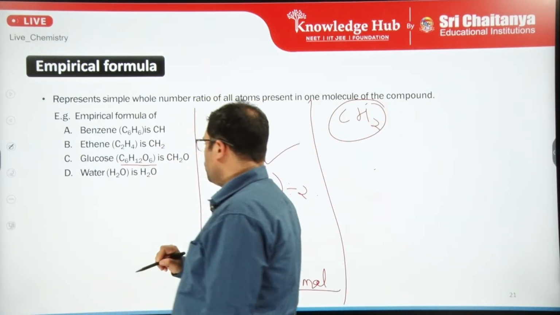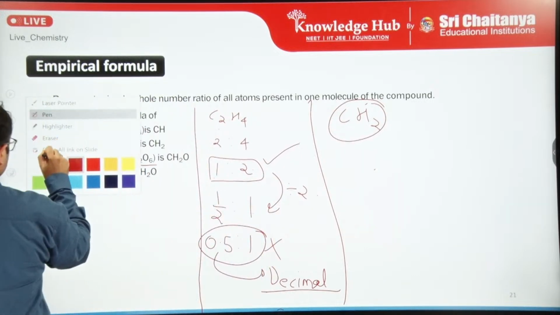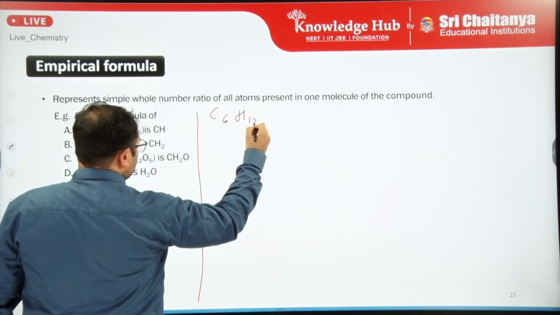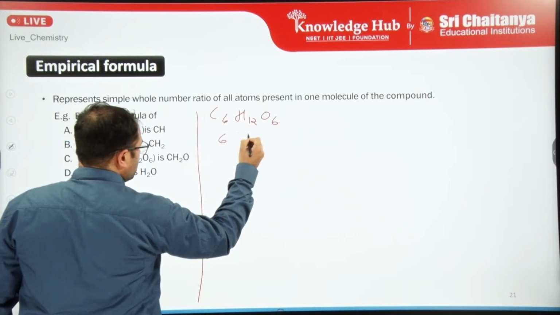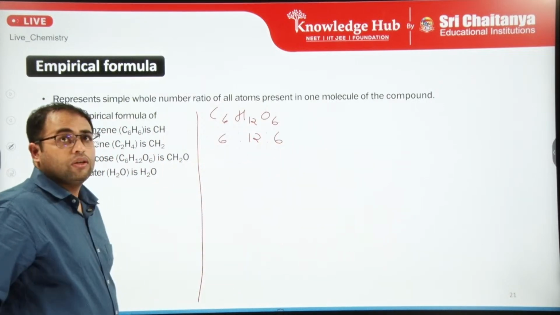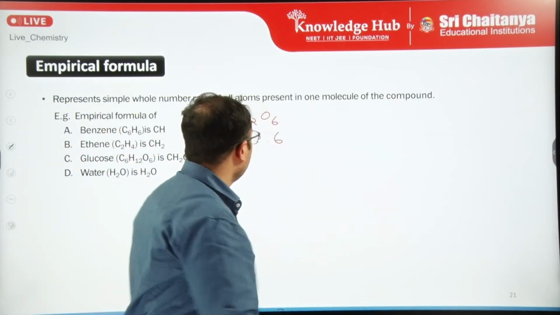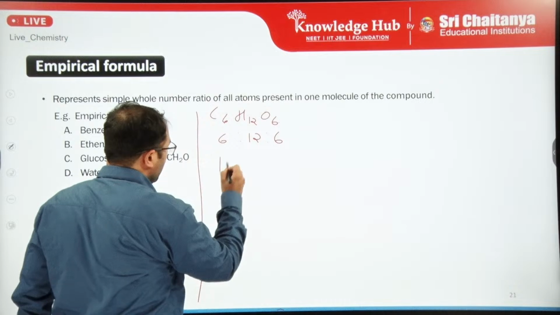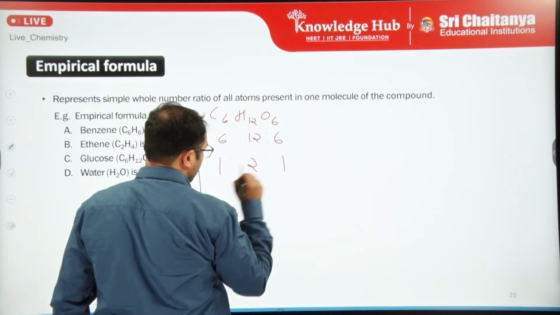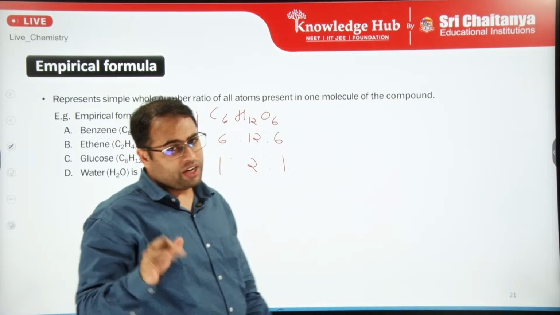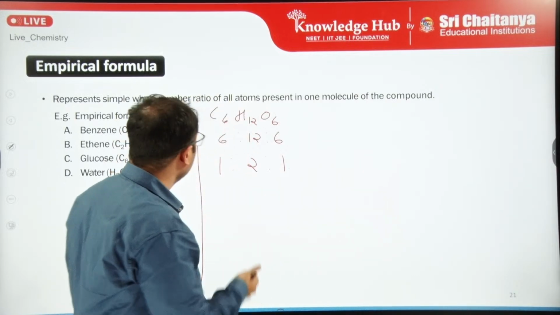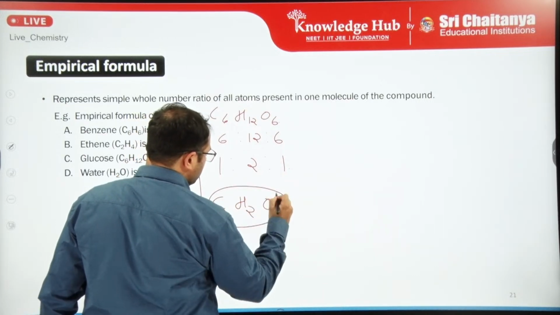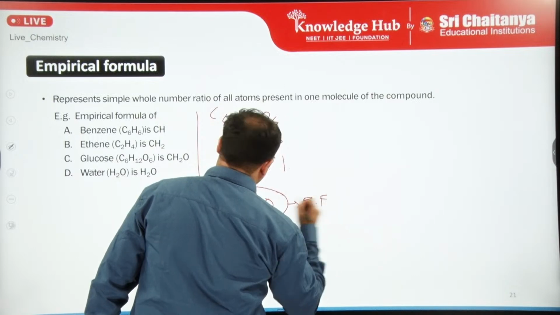Similarly, you have glucose. Let us try that also. Glucose is C6H12O6. The ratio is 6 to 12 to 6, right? That is the formula. Divide all the ratios by 6: 1:2:1. Can you divide it further so that we do not get any decimals? I don't think so. So the formula will be CH2O. This is the empirical formula.